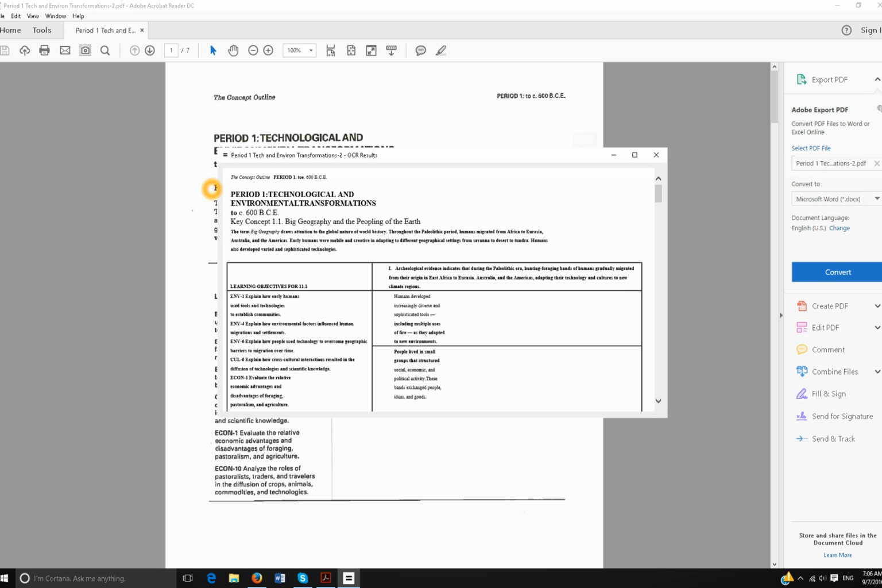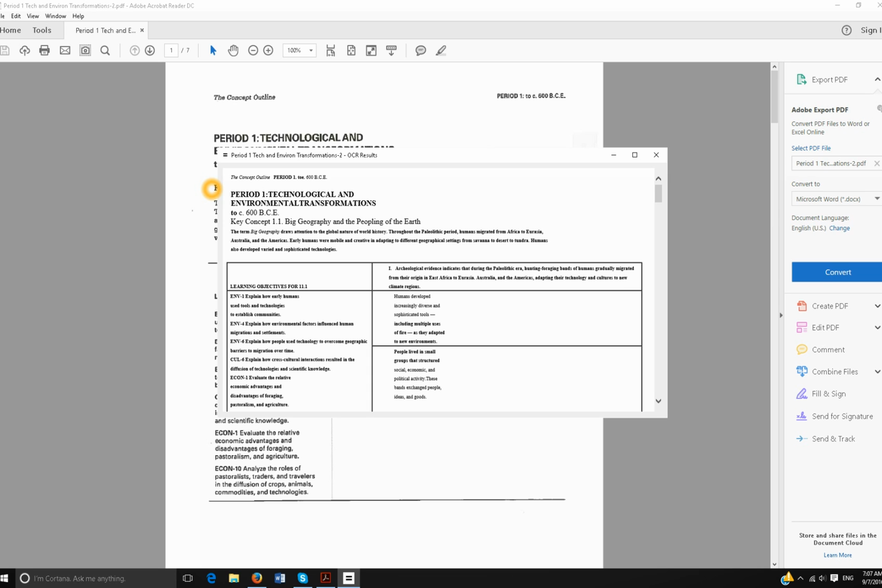Period 1: technological and environmental transformations, to c. 600 B.C.E. Key concept 1.1. I'm just going to go down to the table. Geography and the people, the term Australia also. Learning objectives for 1.1.